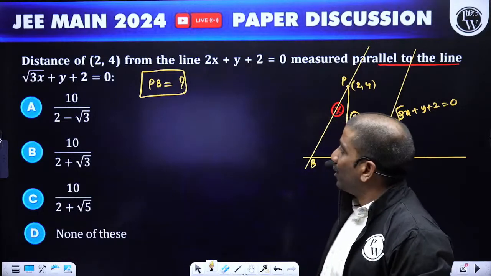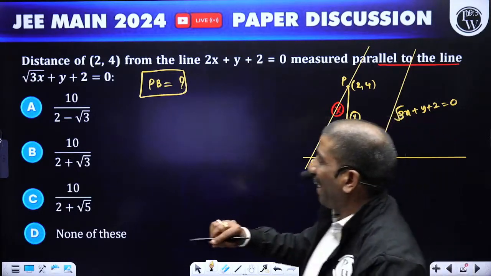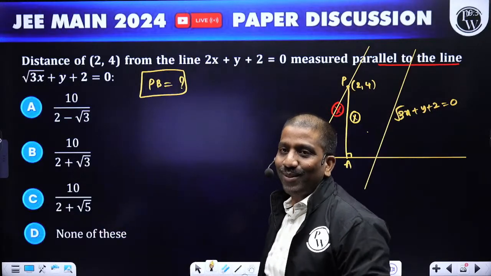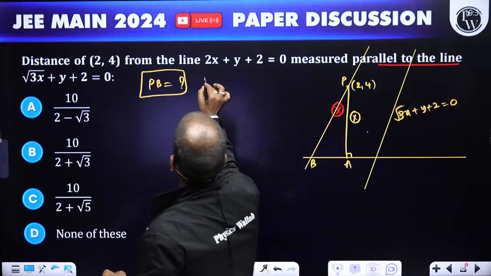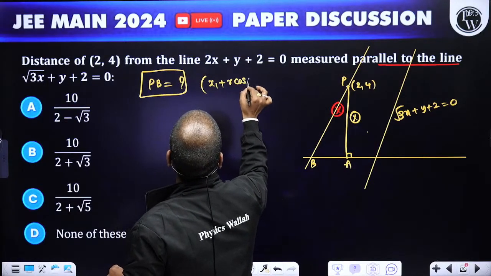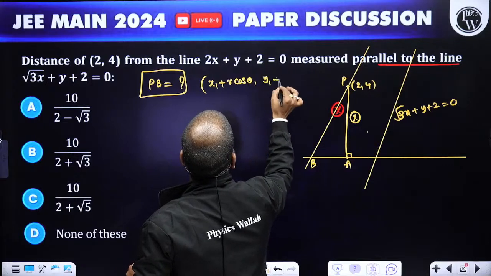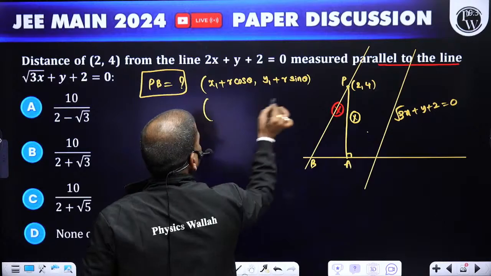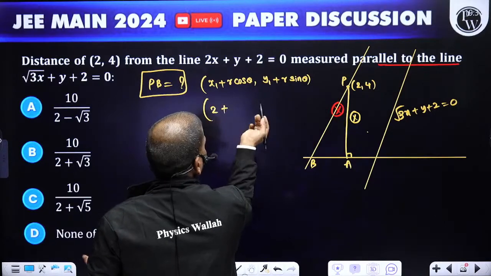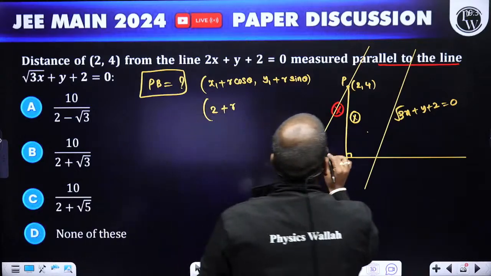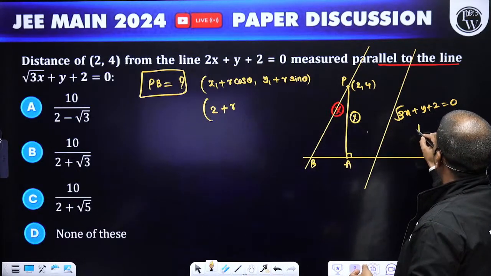I'm good. So, PB. We will apply parametric form. So, what is the parametric form? What is the parametric form, my dear students? x1 plus r cos theta, and y1 plus r sin theta. So x1 is 2 plus r, that is unknown. That's what we are finding, PB, times cos theta. So how do we find cos theta?